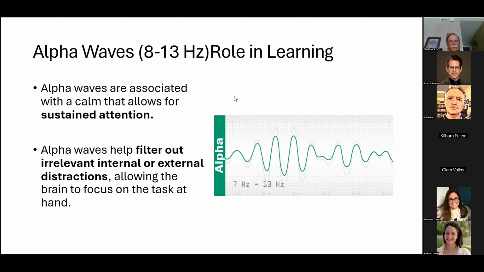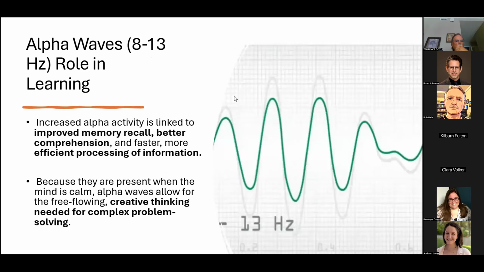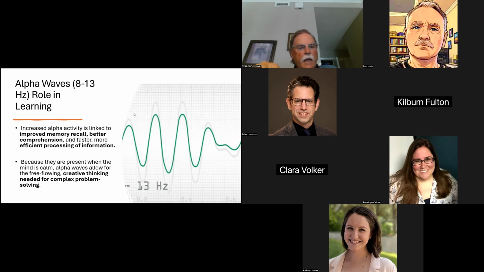So you can see, as I've been discussing, each one of the brain waves plays a specific role, but they also interact with each other to produce the ultimate learning process for the brain. Alpha waves result in improved memory recall, better comprehension, and efficient processing, because they are involved in focusing the brain and creating the attention that's necessary for students to stay on task. And especially when it comes to creative thinking or complex problem solving, the mind is more calm and able to focus its attention where it needs to be in order to succeed.